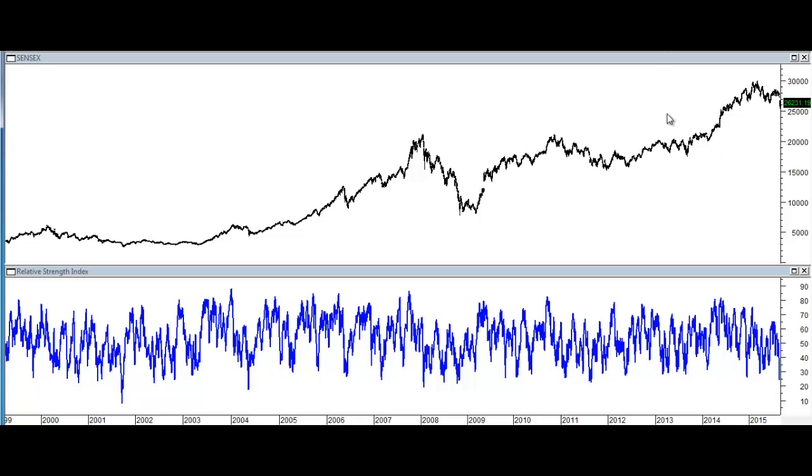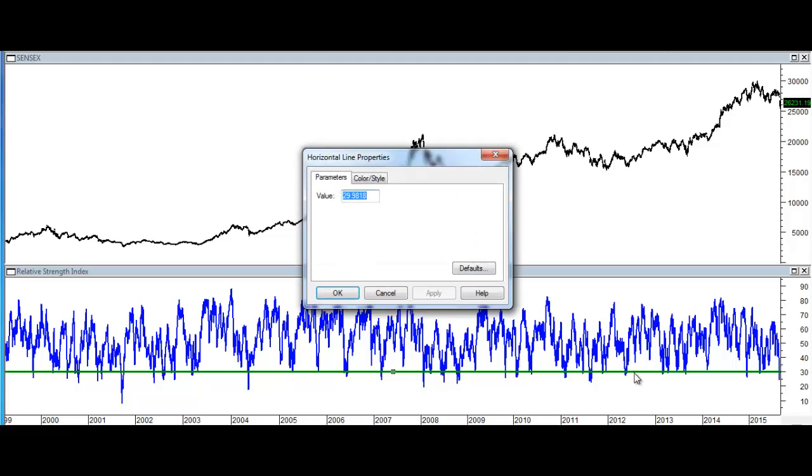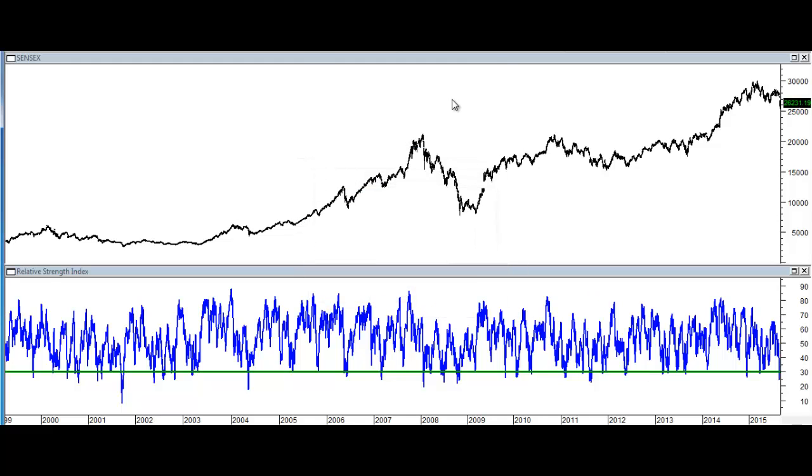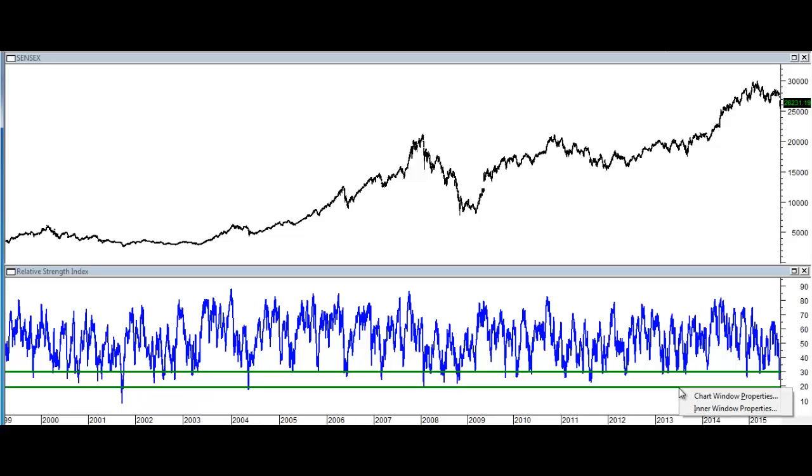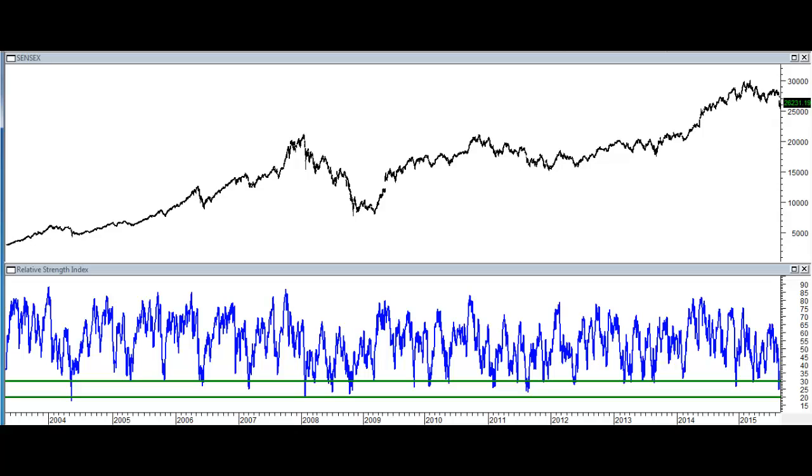So I'll just take two horizontal lines. One I'll put at 30 levels, and the second I'll put at 20 levels. So in this chart you can see that whenever RSI reaches this zone, it forms really good and important bottoms, and after that it shows very good and strong rallies from those levels.